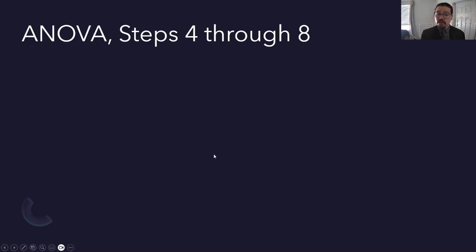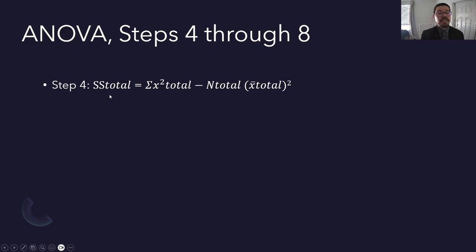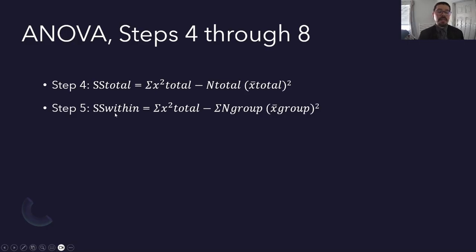For ANOVA steps 4 through 8, we would calculate the sum of squares total. This is a callback to when we were first introduced to sum of squares as part of learning about variance. Notice that these components are elements of the sub-steps that we learned about in step 3. Within step 5, we are calculating what's called the sum of squares within groups, where we're taking the sum of x squared total and subtracting from it the sum of the n of each group multiplied by the mean of that group, squared, and then you add all those up.